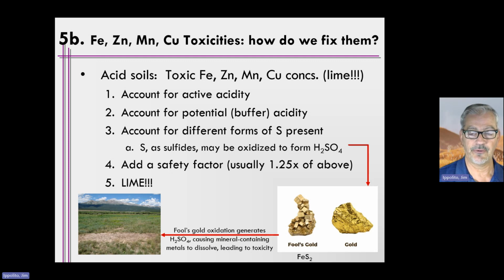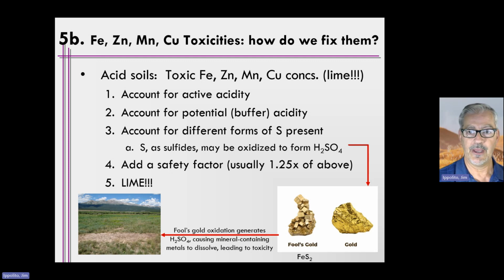So in these situations, we follow a very similar approach to what you've already learned in this course. So first, you account for active acidity. And second, you account for buffer acidity or potential acidity. Points number 1 and 2 are identical to what you've learned previously. The third point is different. The third point is that you need to account for different forms of sulfur that are present in either the soil or the geologic material that's in a particular location, like you see in the bottom left-hand corner, right?